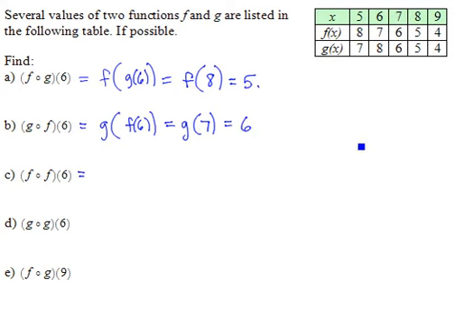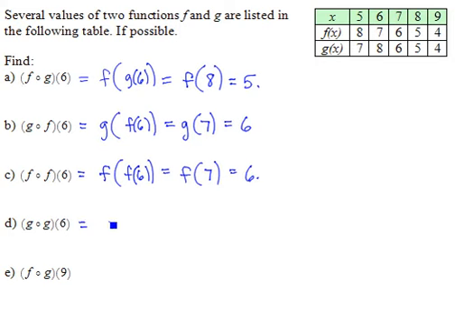Continuing, f of f of 6 means we evaluate f at the value of f of 6. Well, f of 6 is 7, so now we have to do f of 7. Go to the table, look at 7, row 2 gives us the values of f, and that's a 6. So f of 7 is equal to 6, and that gives me the value of f of f of 6 as well.